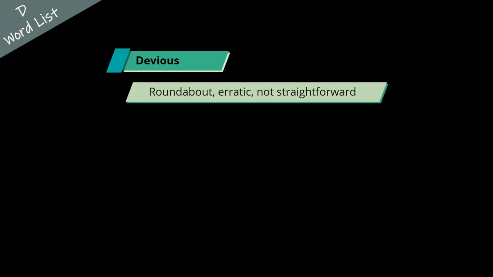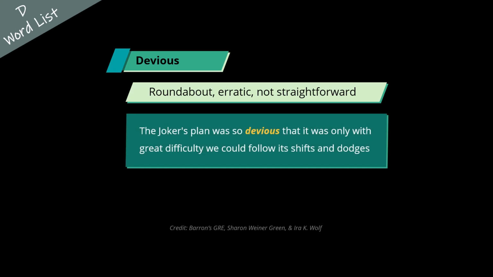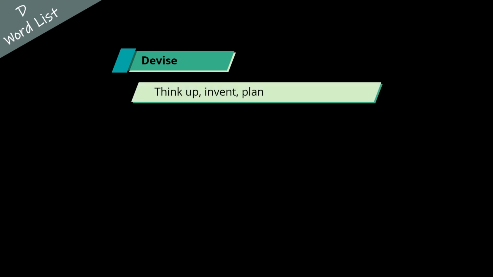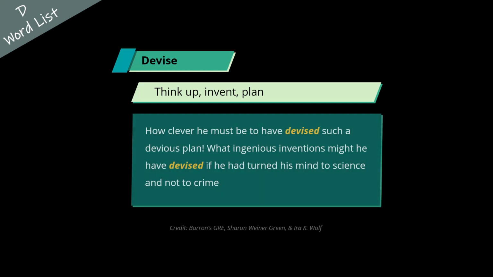Devious means roundabout, erratic, not straightforward. For example, the Joker's plan was so devious that it was only with great difficulty we could follow its shifts and dodges. Devise means think up, invent, plan. For example, how clever he must be to have devised such a devious plan. What ingenious inventions might he have devised if he had turned his mind to science and not to crime?